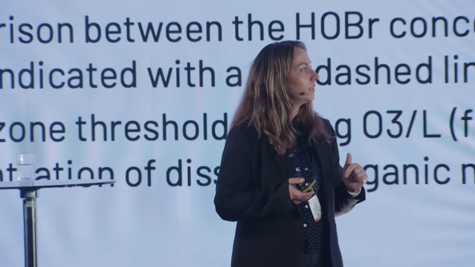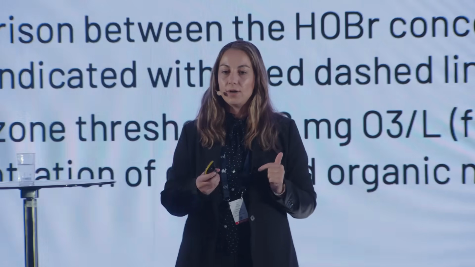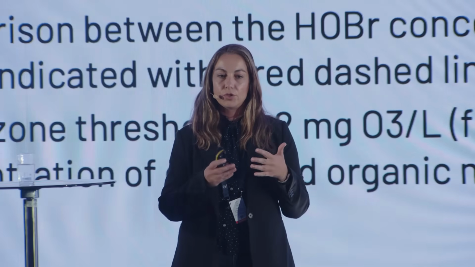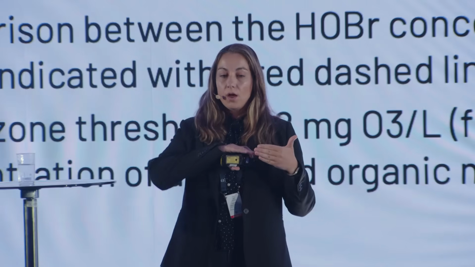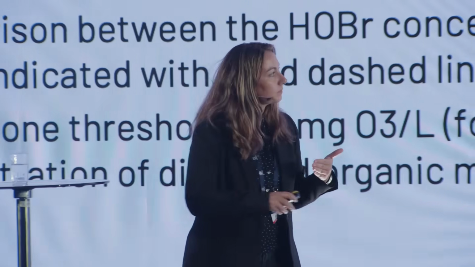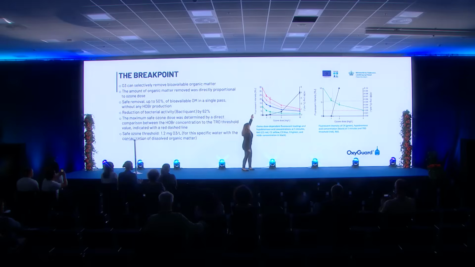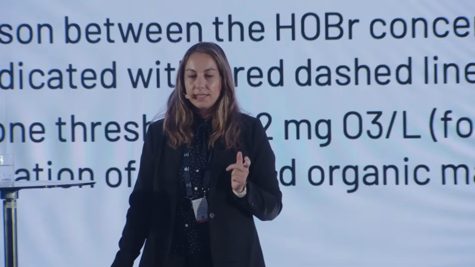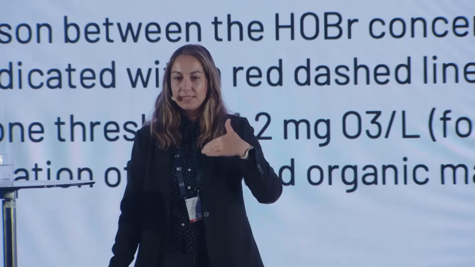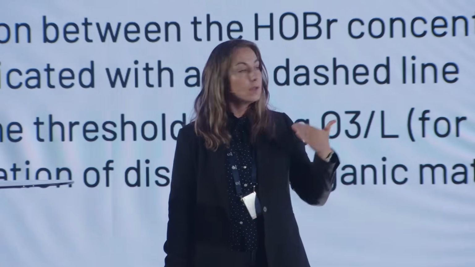Then we wanted to see if there is any correlation between the 4 components of organic matter and the production of hypobromous acid. And here we see that as the components of the organic matter decrease, the formation, the black line, of hypobromous acid increases. According to literature, 2 milligrams per liter of ozone is the dose at which the hypobromous acid starts to be formed, and this graph confirms that.